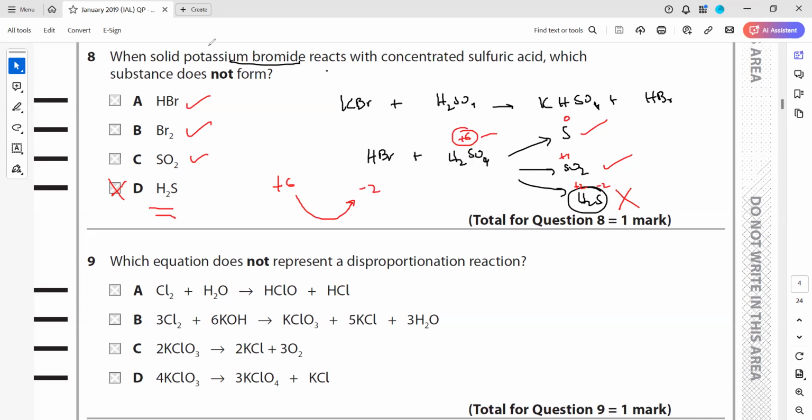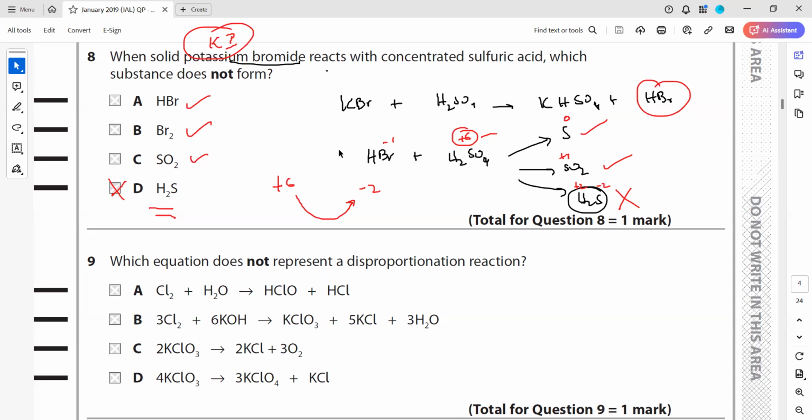It is possible if we were using potassium iodide. So if we use potassium iodide, all products will be there. But if you use potassium bromide, the first reaction produces HBr, and then the bromide ion reacts with sulfuric acid, which reduces the sulfur to a lower oxidation number, but not to -2. So you have to memorize the products whenever a hydrogen halide reacts with sulfuric acid. It is a very important part.